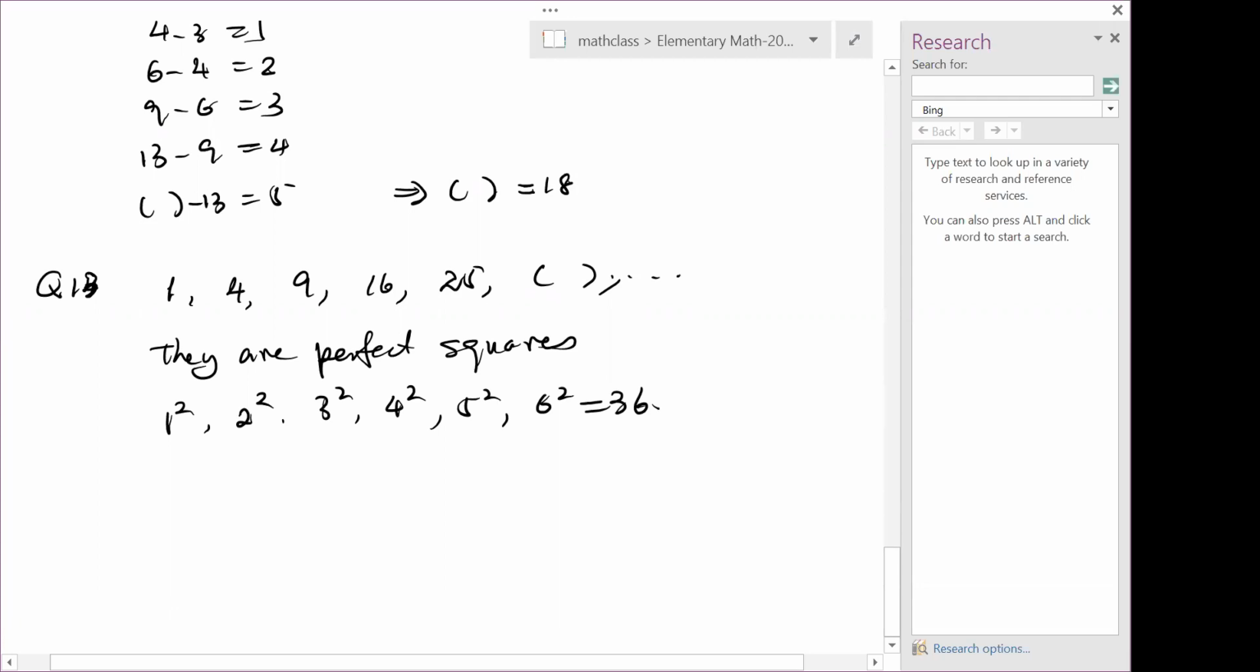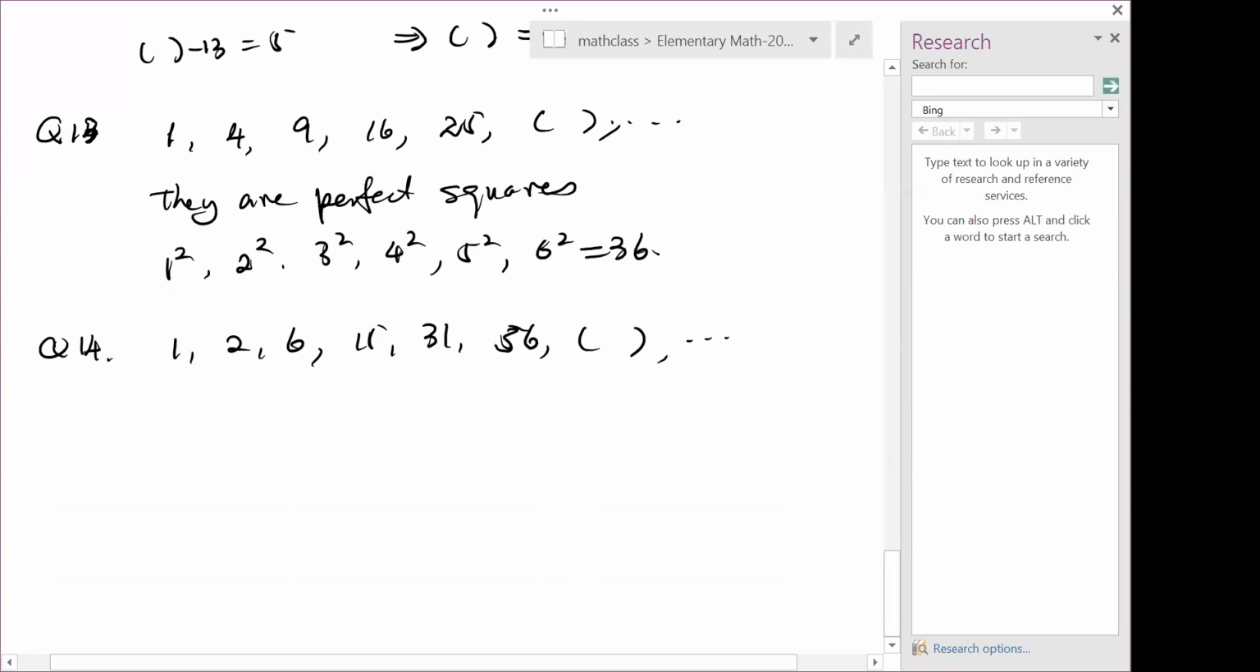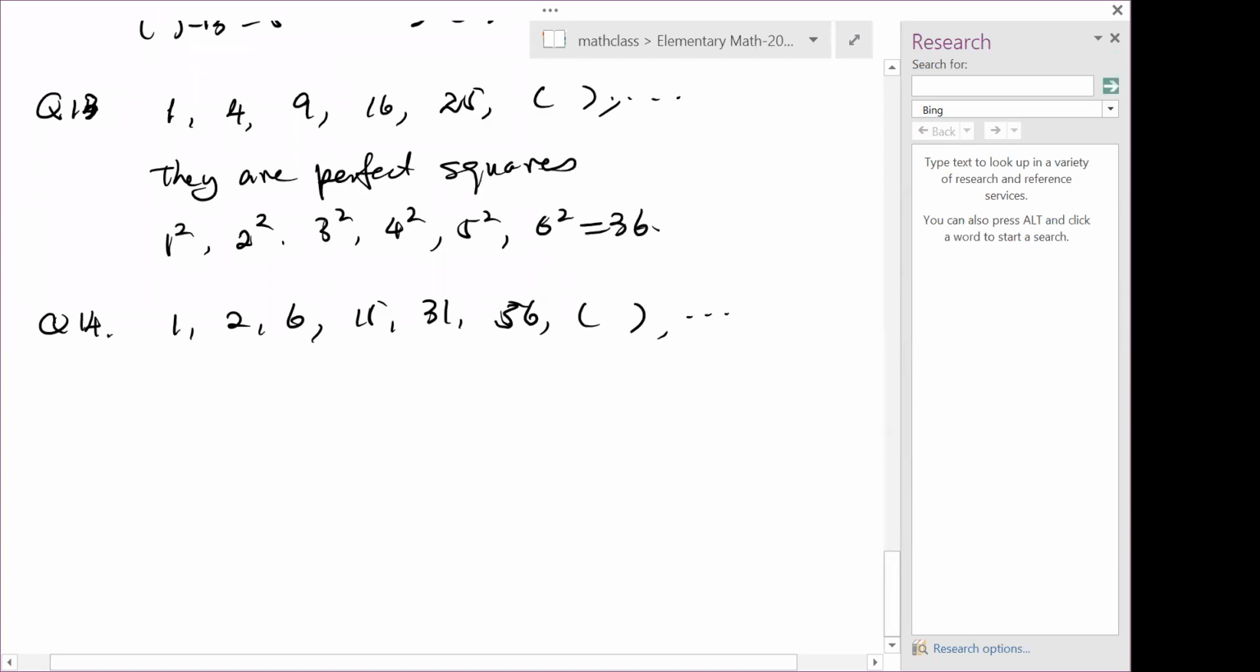All right, so you're familiar with this. Now let's do this next problem. 1, 2, 6, 15, 31, 56, and the next number. I wanted to try first.